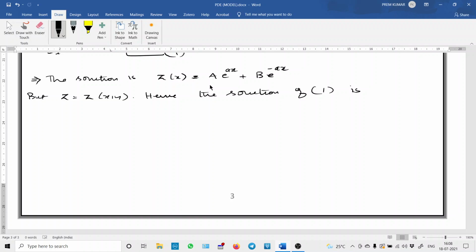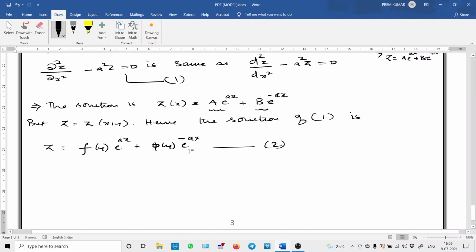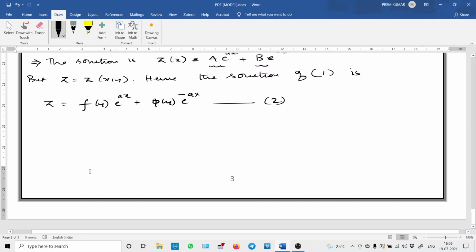So, the problem is not over yet, because two conditions are given. This is the first condition and this is the second condition when x equals 0. So using these two conditions, we are going to find this f(y) and ψ(y). Then the resulting equation after substituting them is the solution of equation 1. So for that we are going to do some more steps.